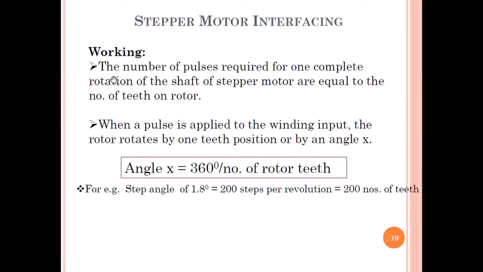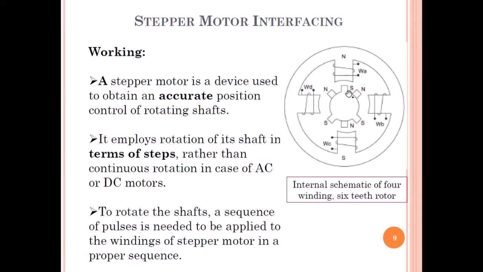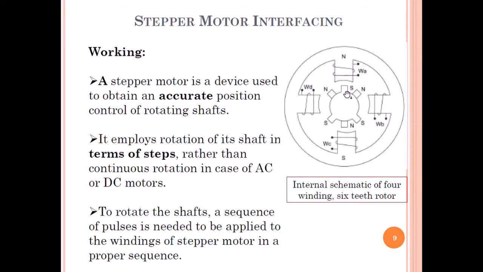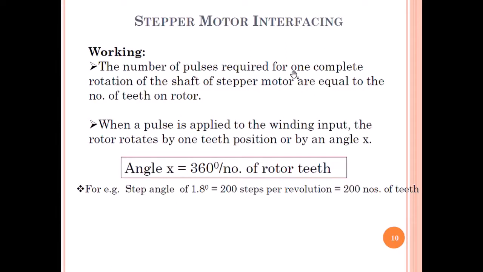So, how does it work? The number of pulses required for one complete rotation of the shaft of the stepper motor is equal to the number of teeth in the rotor. Here the number of rotor teeth is 6. If this is my reference tooth, then after one complete rotation it will again reach here. So for one complete rotation we will need 6 pulses because we have 6 rotor teeth.